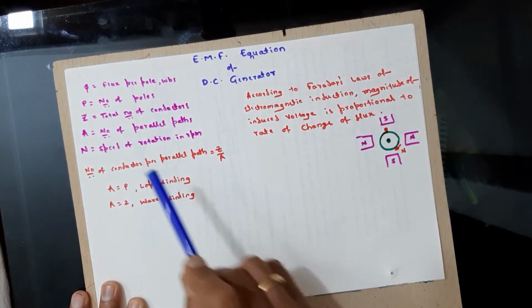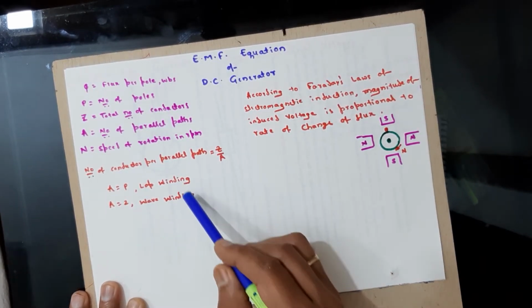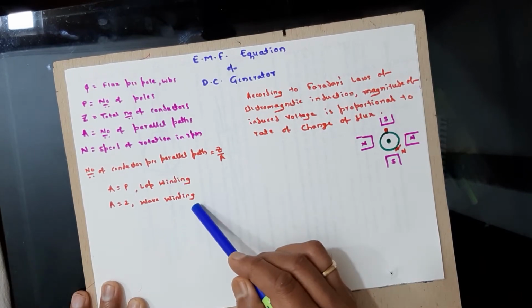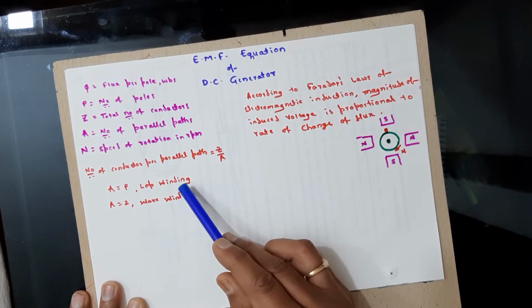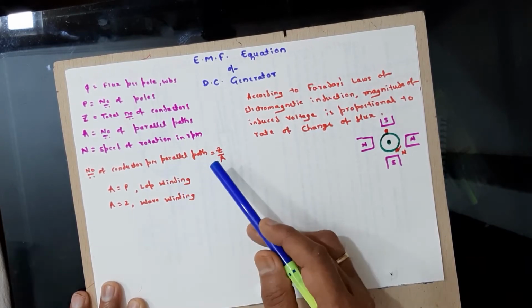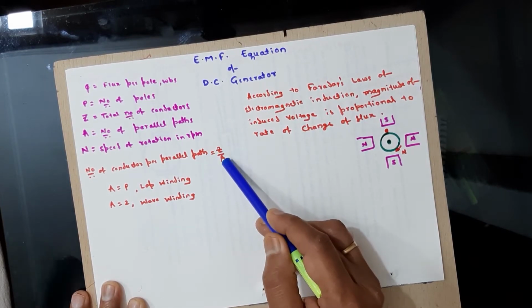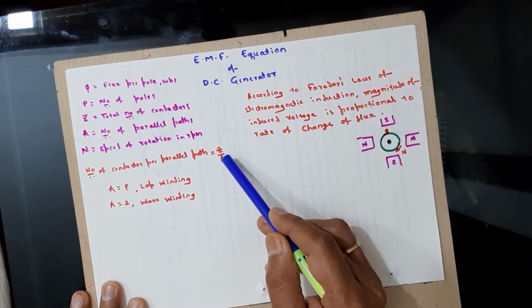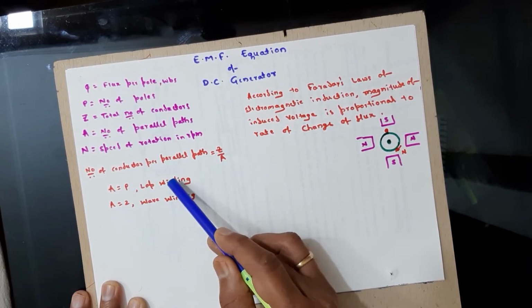Here I am defining A as the number of parallel paths, meaning in the two different windings, lap and wave windings, the number of parallel paths are different. That determines the effective conductors, or the number of conductors per parallel path. That is, each parallel path contains Z by A conductors, where A is the number of parallel paths. A is equal to P in the lap winding.